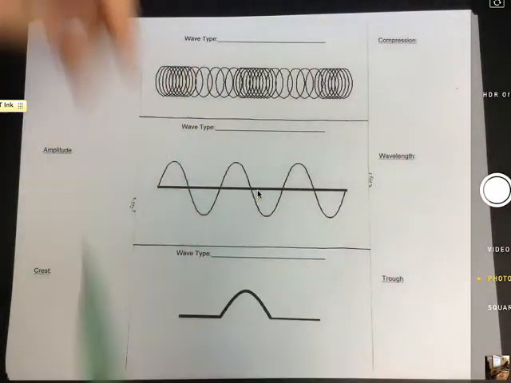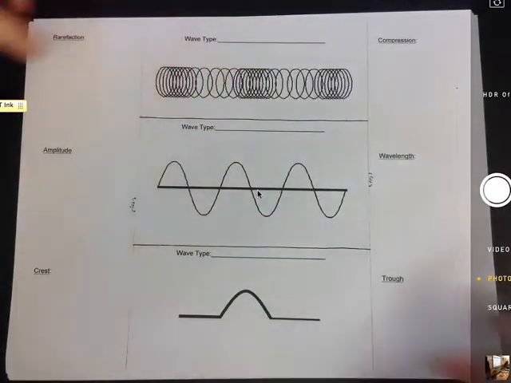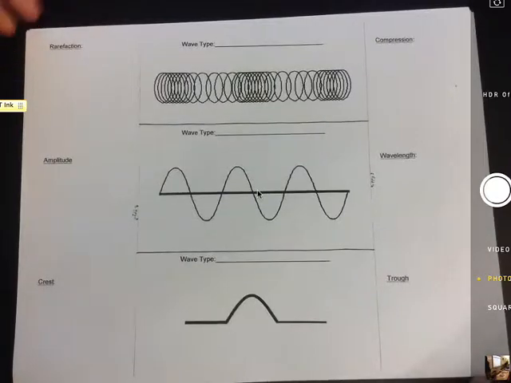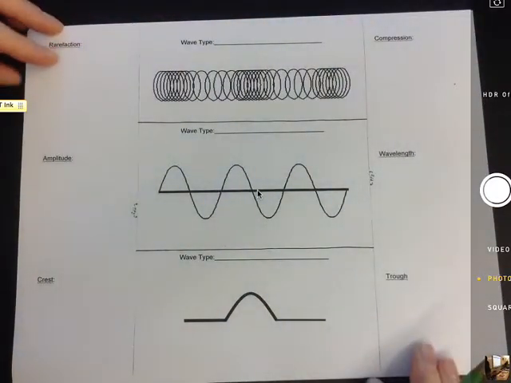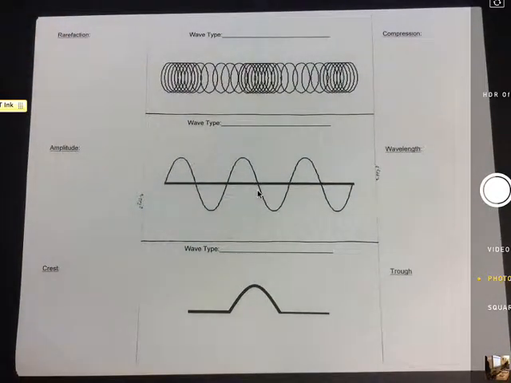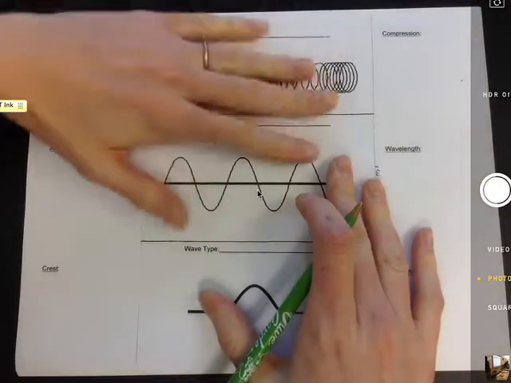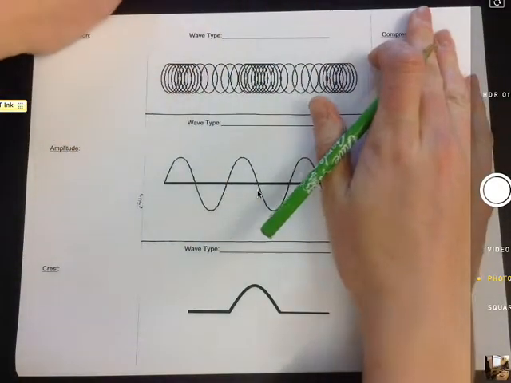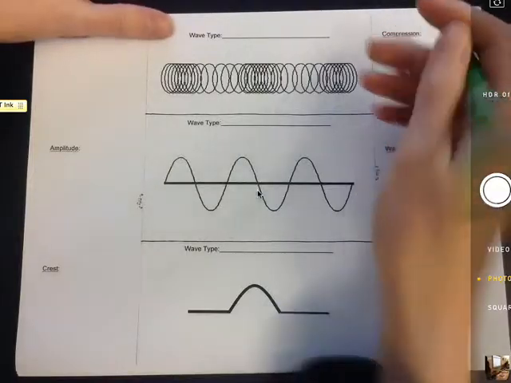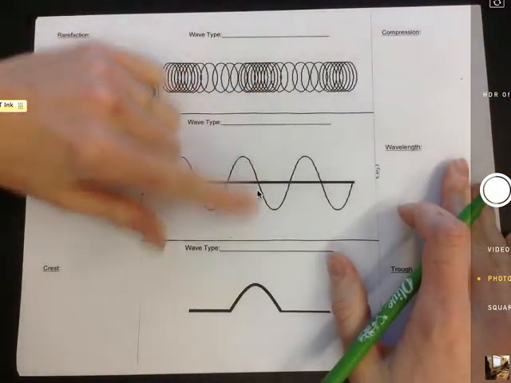Hi guys, in this video we're going to talk about how to fill out this foldable on wave parts. So the first thing we're going to do is a little bit of labeling, and then we'll write down some definitions. And I'm going to try and color code things so it's easy to see. The first thing we're going to do is talk about the types of waves that are shown here.